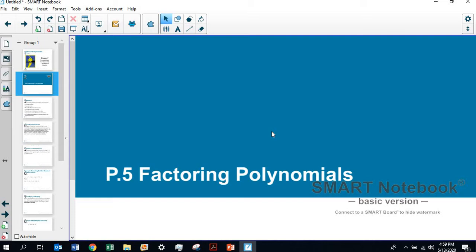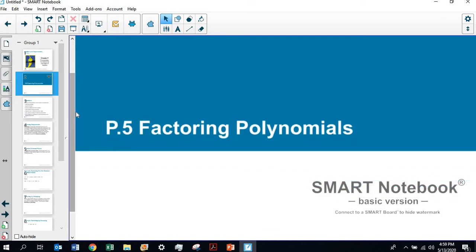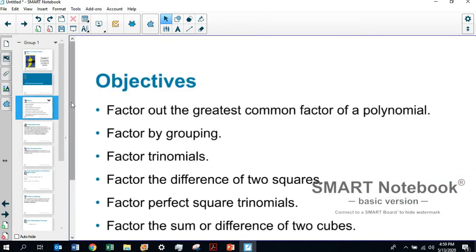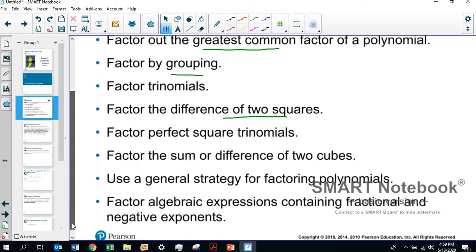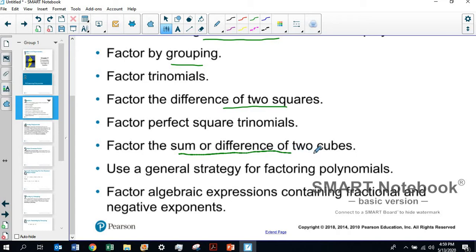You'll have two videos for factoring because this typically is a place where students struggle, and even though you've seen a lot of this before, many of you need to see it again. That's okay, that's what I'm here for. In this video we are going to do factoring out the greatest common factor, factoring by grouping, difference of squares, and sum or difference of cubes. The second video will cover the other stuff, so you don't have such a long video.